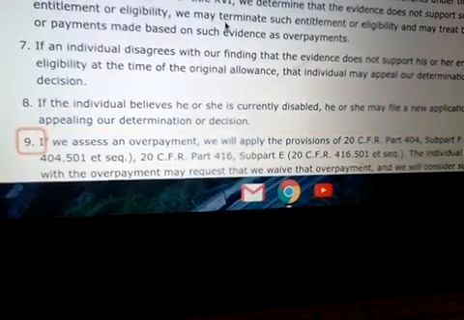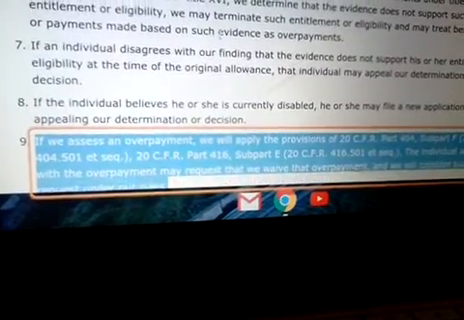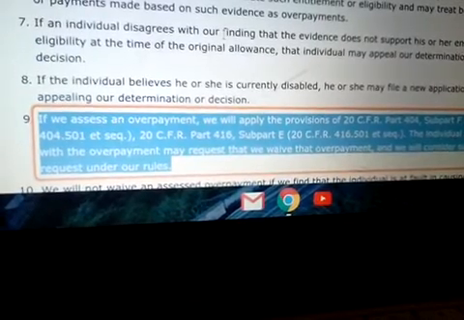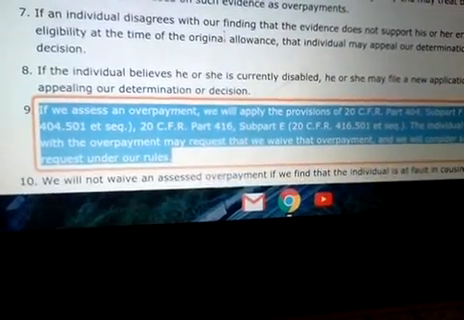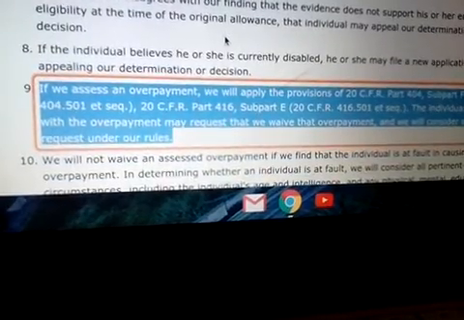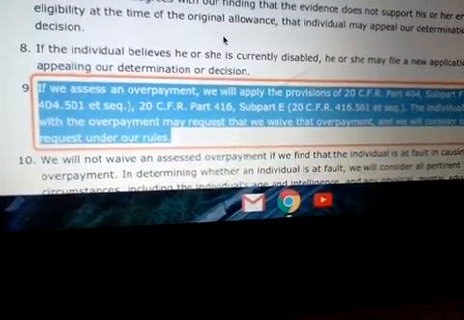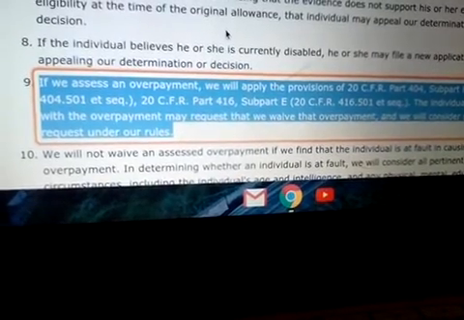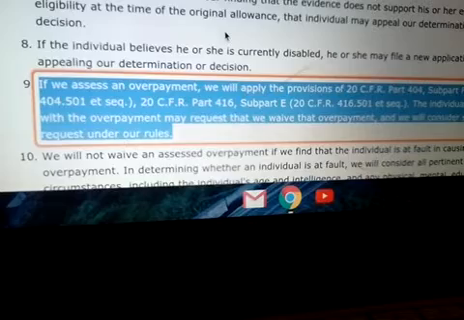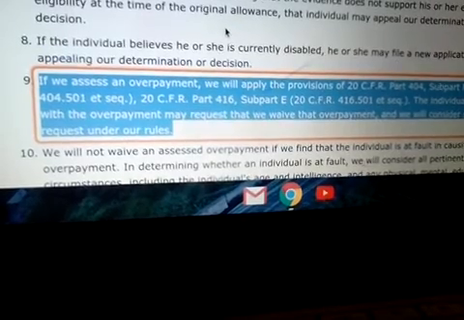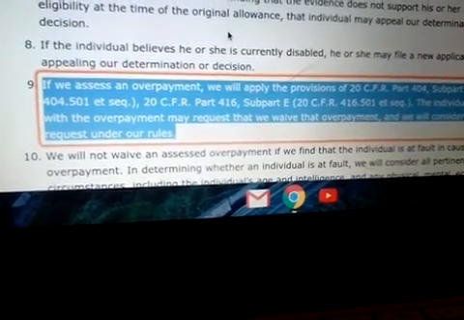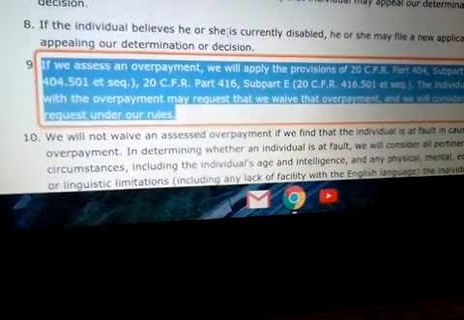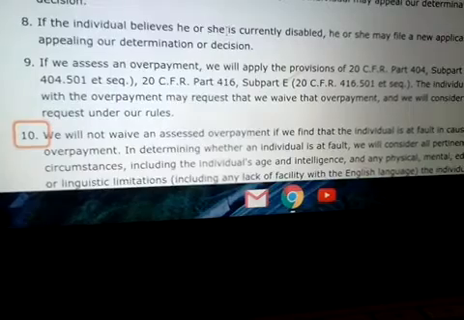9. If we assess an overpayment, we will apply the provisions of 20 CFR, Part 404, Subpart F, 20 CFR 404.501 et seq., and 20 CFR, Part 416, Subpart E, 20 CFR 416.501 et seq. The individual assessed with the overpayment may request that we waive that overpayment, and we will consider such a request under our rules.